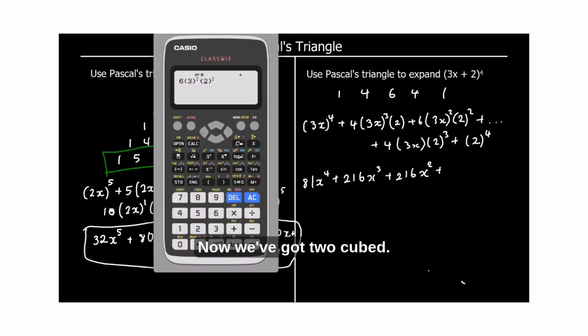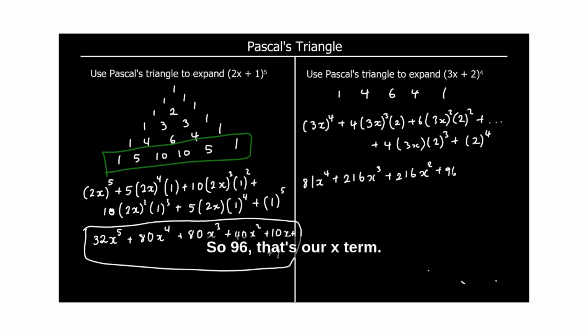Now we've got 2 cubed. We've got 3 to the power of 1, and the number in front is a 4. That's 96. So 96, that's our x term. And we've just got 2 to the power of 4 on the end, which is 16.